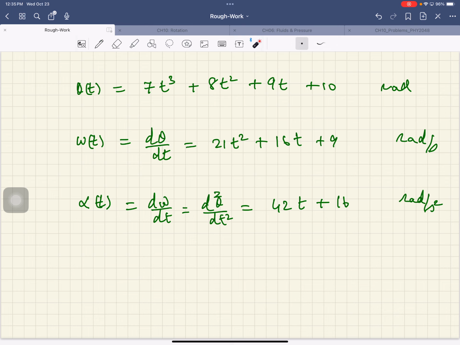So that's what this chapter is about. You want to describe the motion of a rigid object rotating about a fixed axis, which is given by that. Here's the angular velocity as a function of time. Here's the angular acceleration. Generally that's what we're interested in. So that's what we were studying.